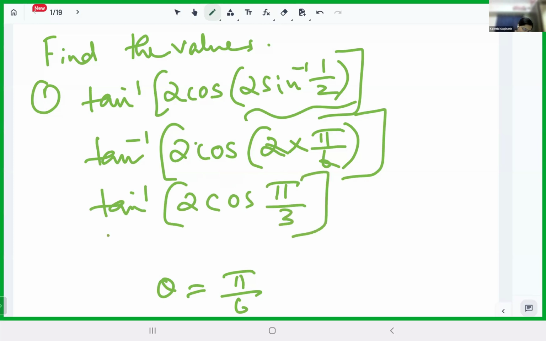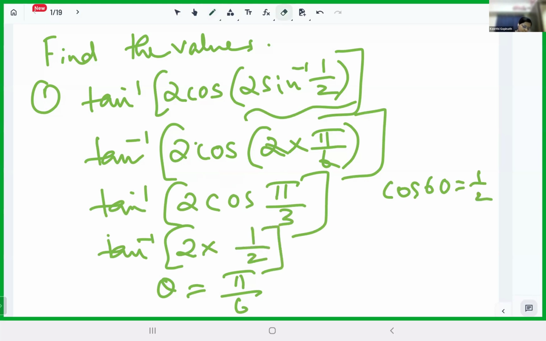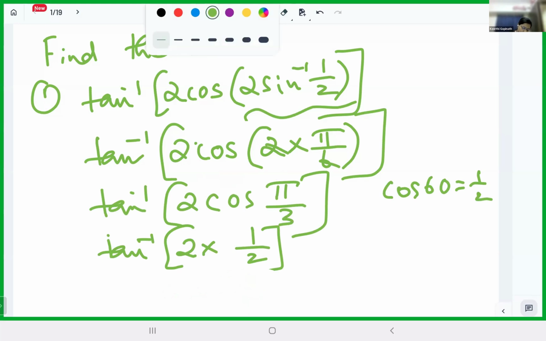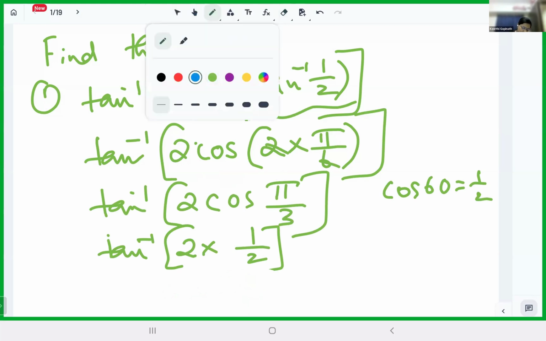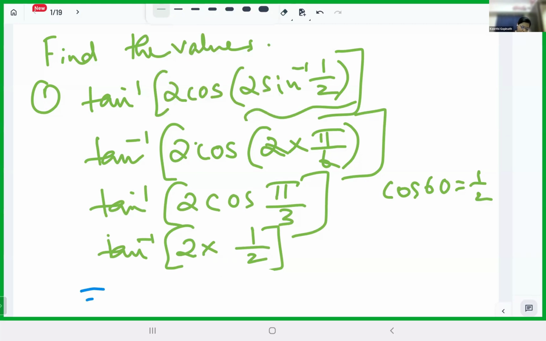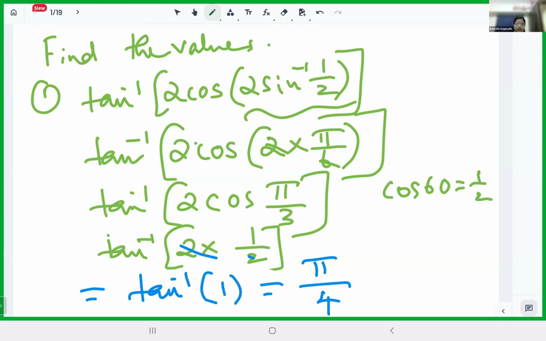So what is the value of cos pi by 3? Tan inverse of 2 into cos pi by 3 means it is cos 60. What is the value of cos 60? It is 1 by 2. So it will become tan inverse of 2 into 1 by 2. So what is the value? It is nothing but tan inverse 1, as 2 and 2 got cancelled. Tan inverse of 1 is nothing but pi by 4. What is the value of tan inverse of 1? It is pi by 4, right? So the value of tan inverse of 2 cos 2 sine inverse 1 by 2 is pi by 4.